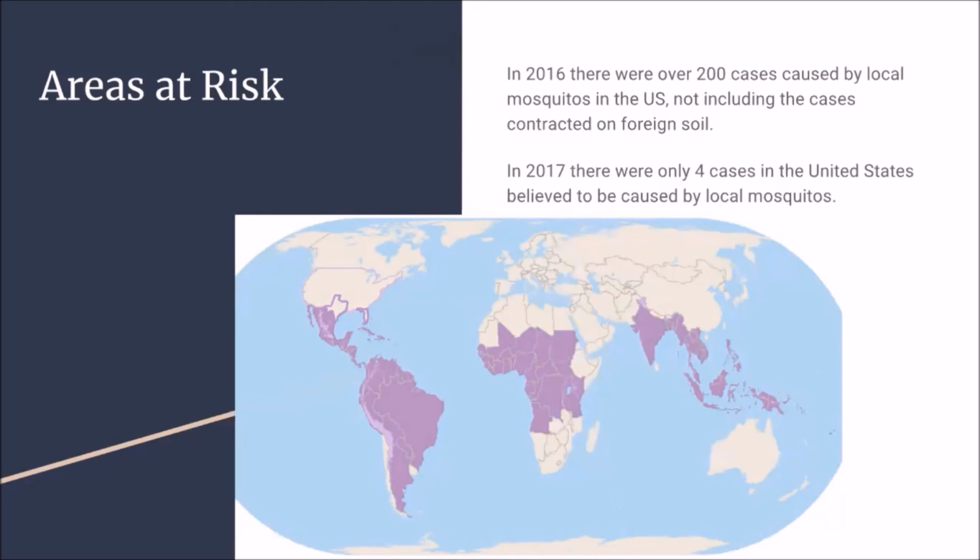But in 2017, there was a large decline in the number of cases. There were only 4 cases in the United States believed to be caused by local mosquitoes. 2 were in Florida and 2 were in Texas.